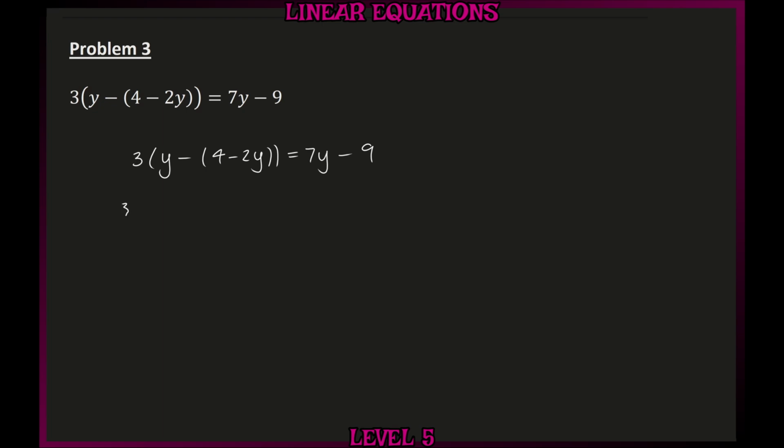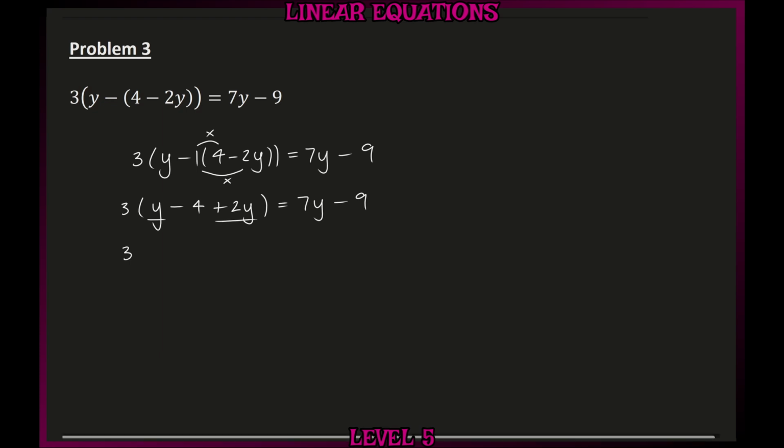So on the left we have 3 multiplied by y minus, and in front of this bracket we actually have a minus 1. So we can expand the bracket by multiplying minus 1 by 4 to give us minus 4, and minus 1 multiplied by minus 2y to give us plus 2y, or positive 2y, and that's equal to 7y minus 9. We can now simplify the terms in the bracket, and we can collect together the y and the plus 2y to give us 3y. So we have 3 times 3y minus 4 is equal to 7y minus 9.